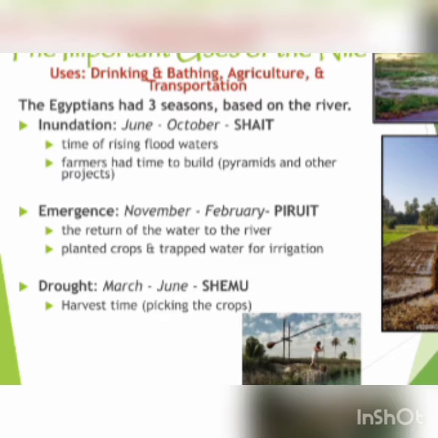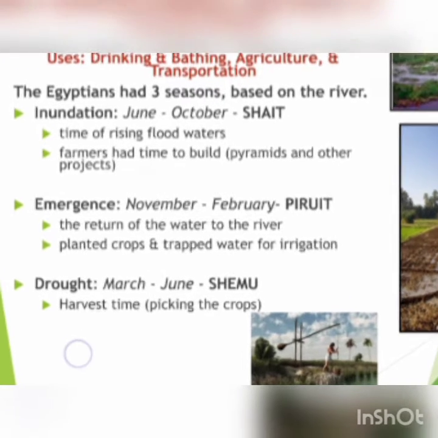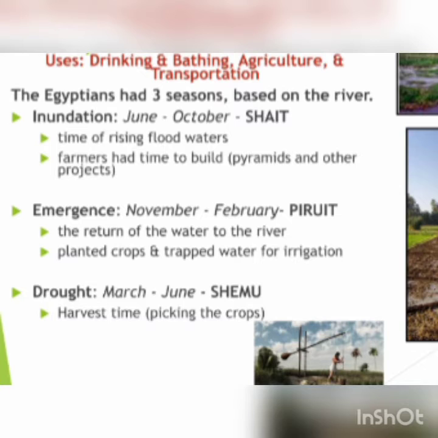What is meant by inundation? It is the time period of rising flood water, maybe like rain or something. It's an African country, so it floods from June to October, and that was the time of rising flooded waters, and farmers had time to build pyramids and other projects. So at that time they used to build pyramids and other projects.